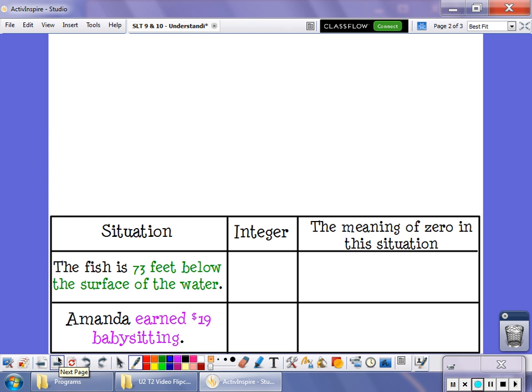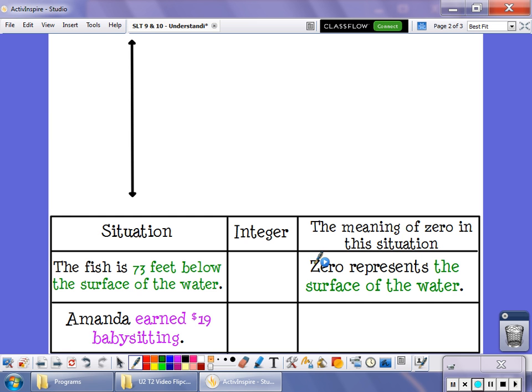Okay. The fish is 73 feet below the surface of the water. Again, the starting point, or the place where 0 is represented in this situation, is going to be the surface of the water. So I'm going to start and put my 0 up here, which is the surface of the water. And then I'm going to find 73 feet below that surface.